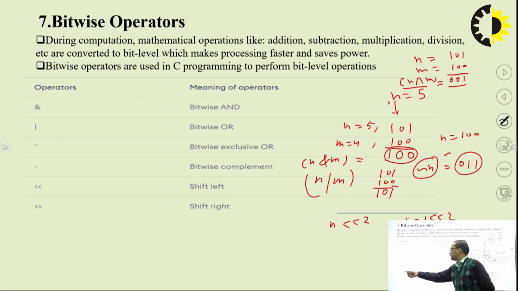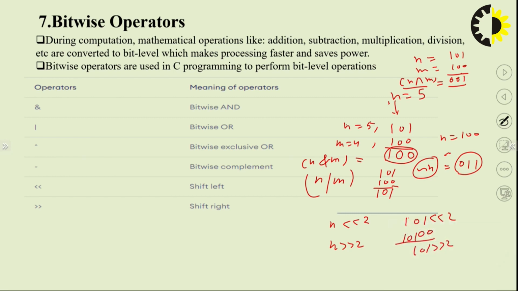In the same case, this operator is known as the shift right operator. It is used to shift the bits of a particular number by some positions to the right. So when we perform a right shift by 2 on 101, the result will be 001, and the last 2 bits will be discarded when we shift here.